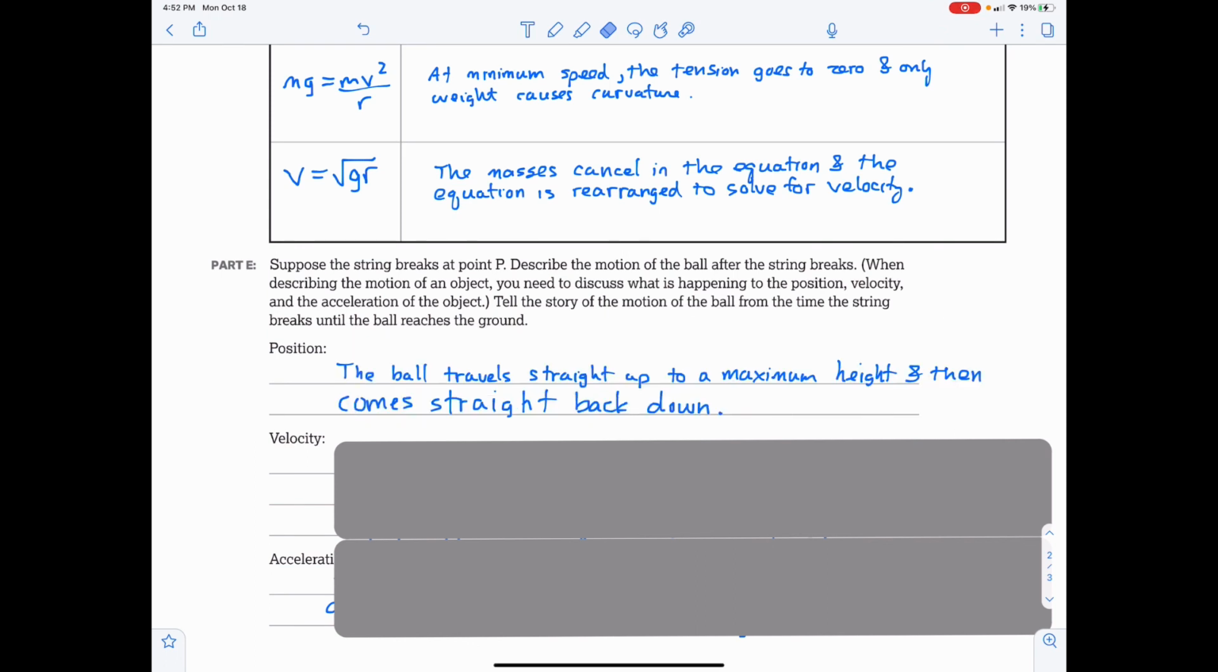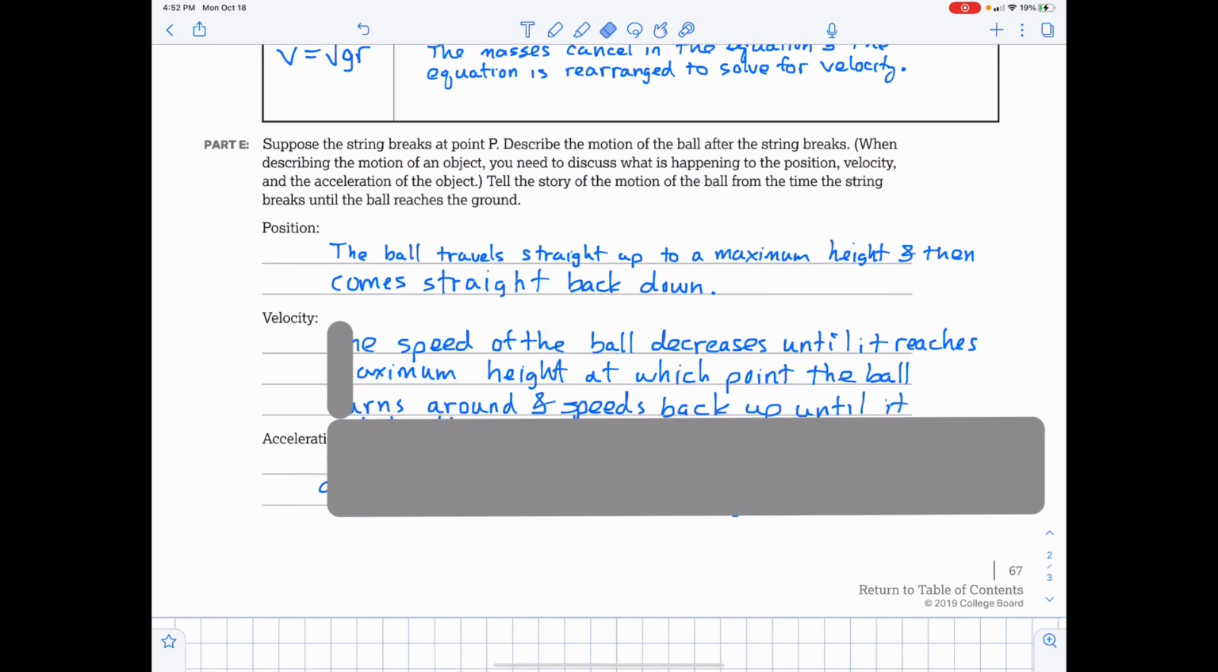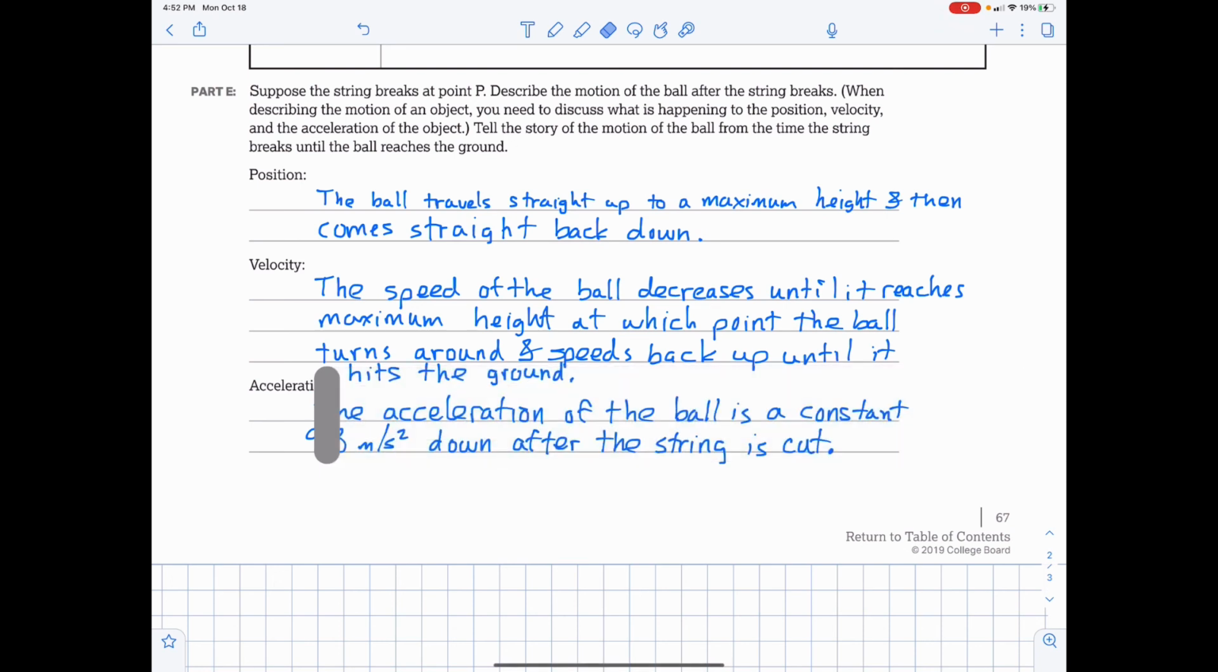The ball travels straight up to a maximum height, and then comes straight back down. The speed of the ball decreases until reaching maximum height, at which the ball turns around and speeds up until it hits the ground. The acceleration of the ball is a constant 9.8 meters per second squared down after the string is cut.